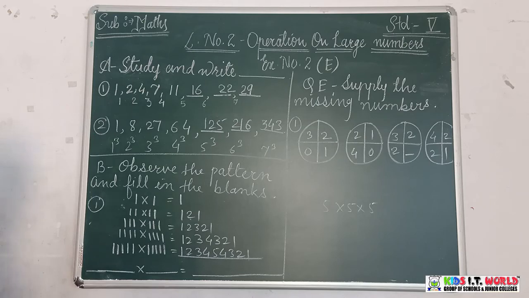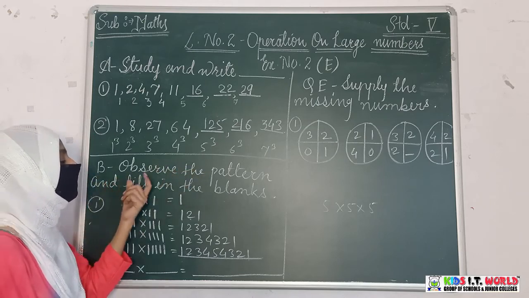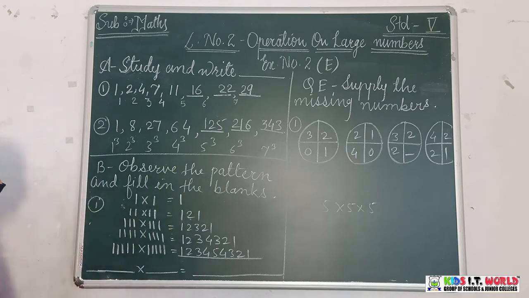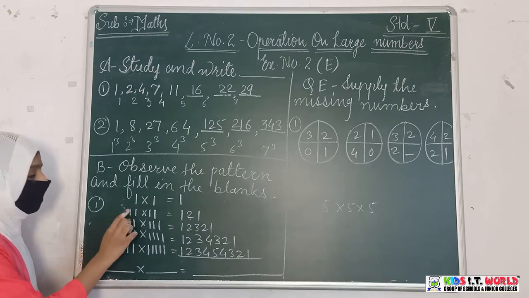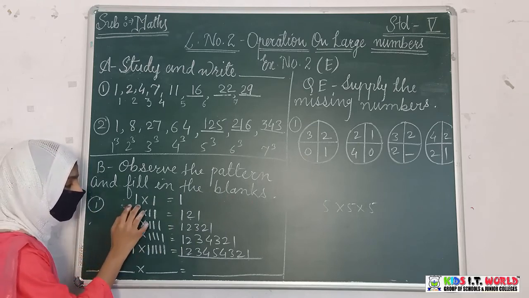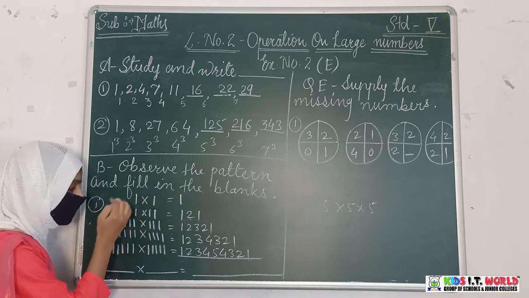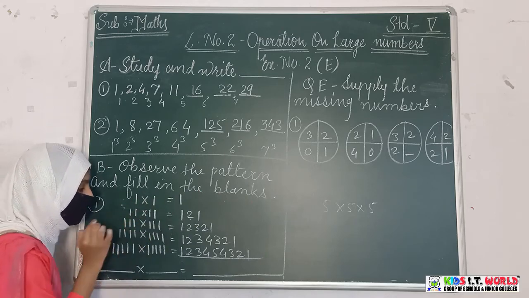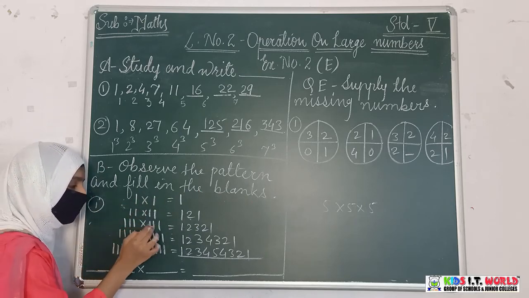Now in the next question, observe the pattern and fill in the blanks. Just observe the pattern. Here, see, look at here. Here the 1 is increasing. Here the 1 into 1 only. Then 1 is again increased here. 11 into 11. Then it is 111 into 111.